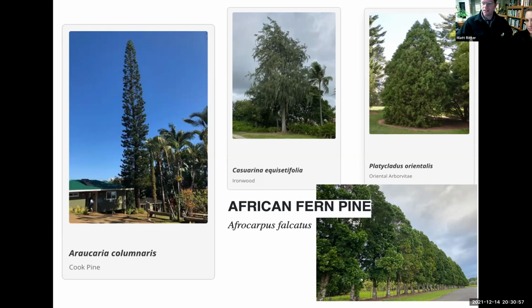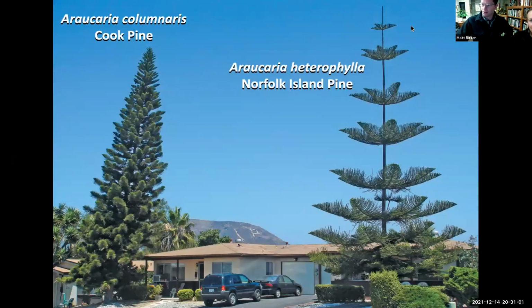It's often misidentified, and people call it the Norfolk Island pine, although the Norfolk Island pine, although there are some on the islands, is actually very rare compared to the Cook pine, which is everywhere. Araucaria heterophylla, the Norfolk Island pine, is here on the right. And in the same photo, growing next to it is Araucaria columnaris, the really common thing that's everywhere on Oahu and other islands. So there's the conifers, pretty straightforward.